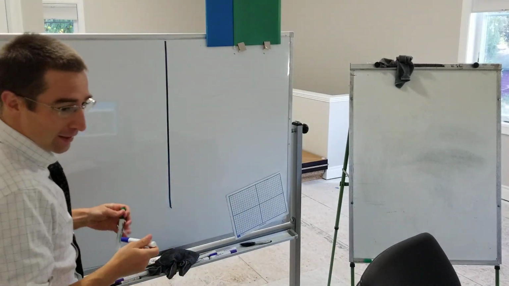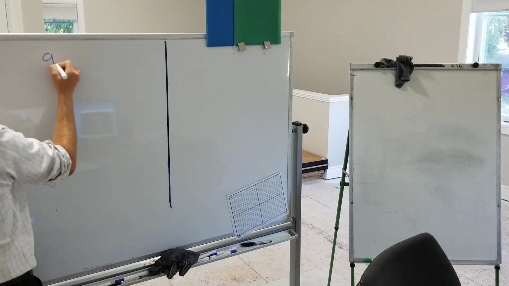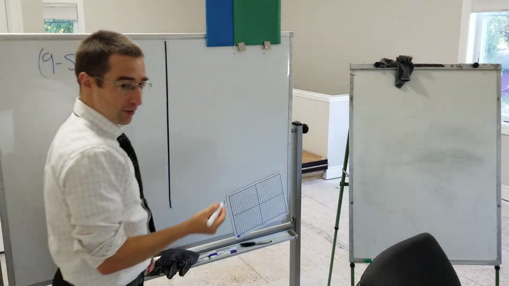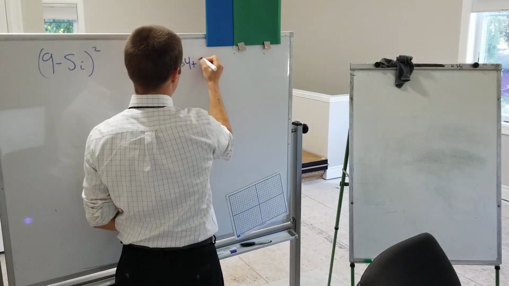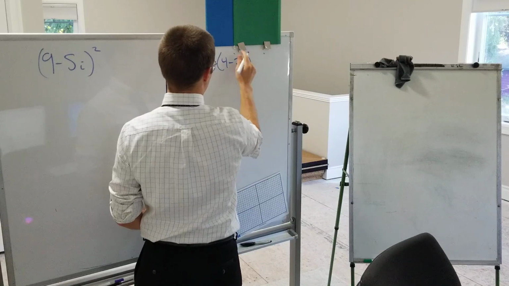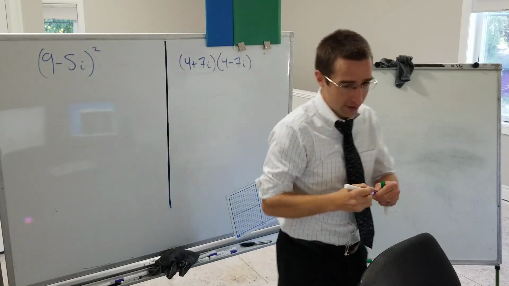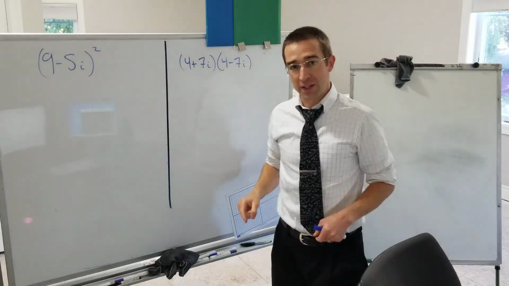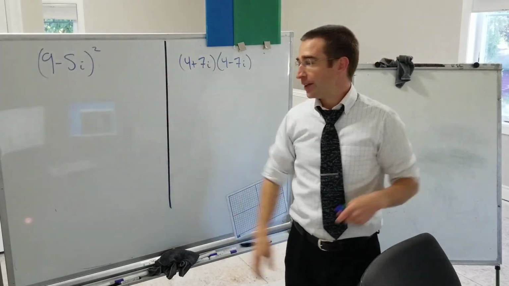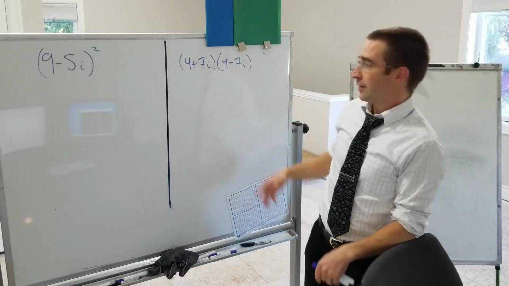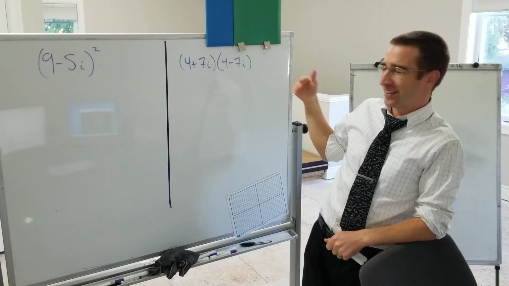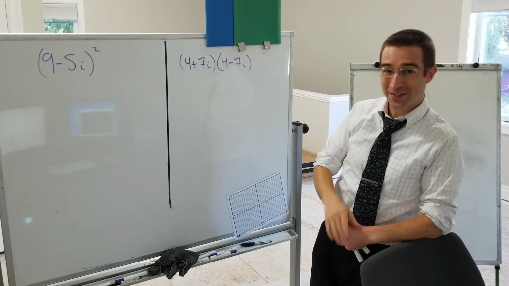All right. Let's go: 9 minus 5i squared, and 4 plus 7i times 4 minus 7i. I want you to try these two on your own, so go ahead and pause the video. Pause the video. Sorry if you paused it the first time and then unpaused it and I kept telling you. Do these two, please. Go.